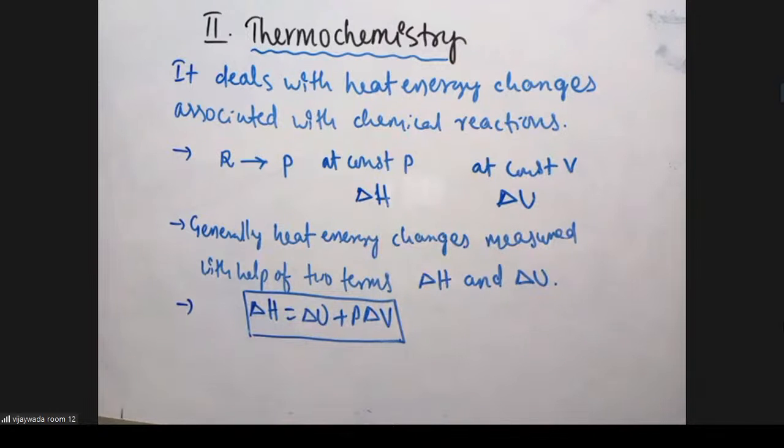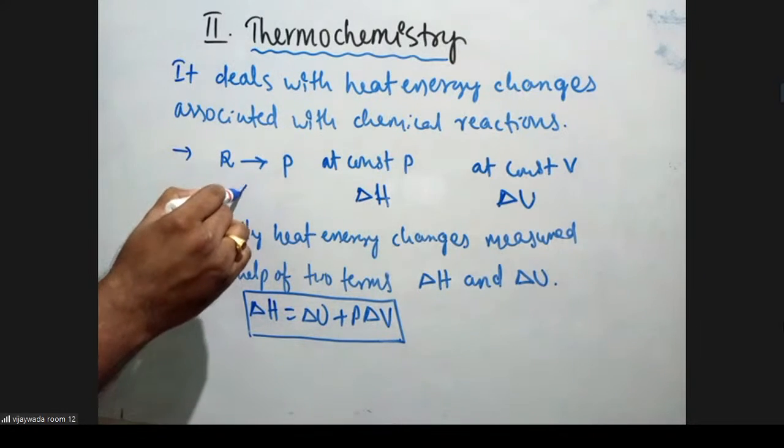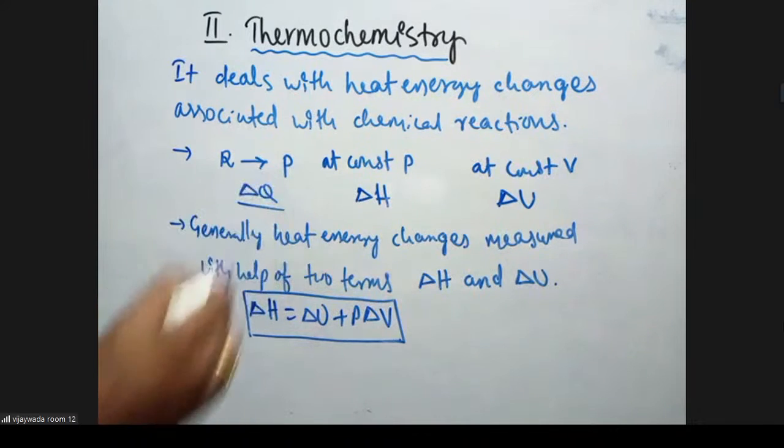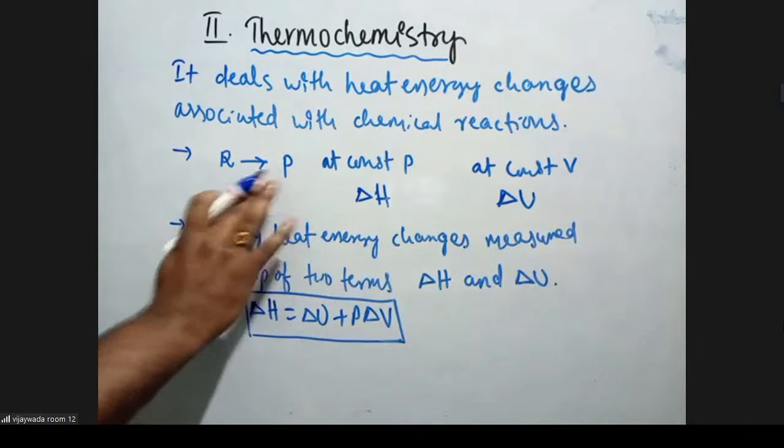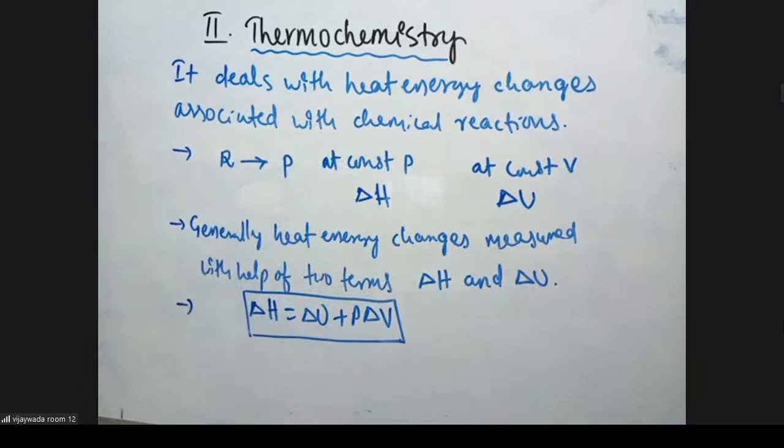So we cannot use delta Q for chemical reactions. Reason, mostly at constant pressure, mostly at constant volume. So delta Q terms converted into delta H and delta U. The relation between delta H and delta U, we know already from first law of thermodynamics. Delta H equal to delta U plus P delta V.